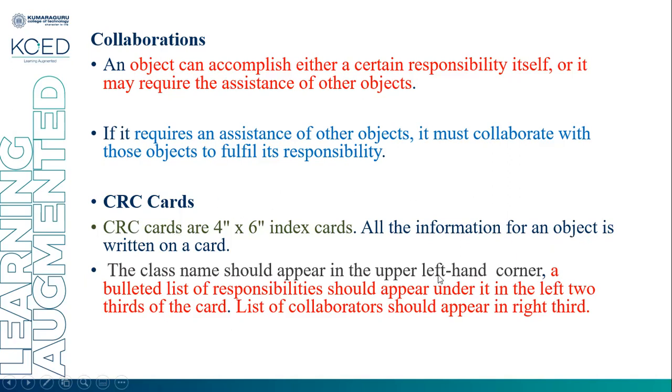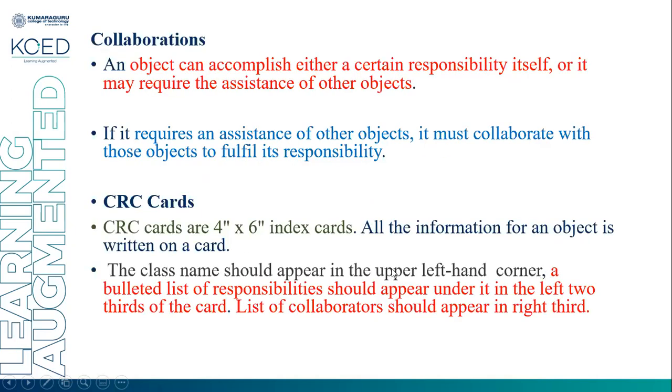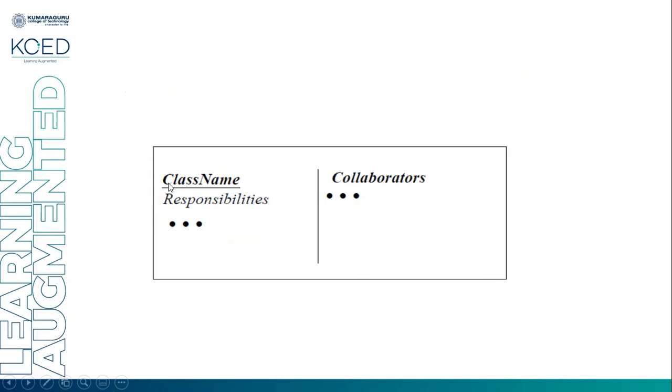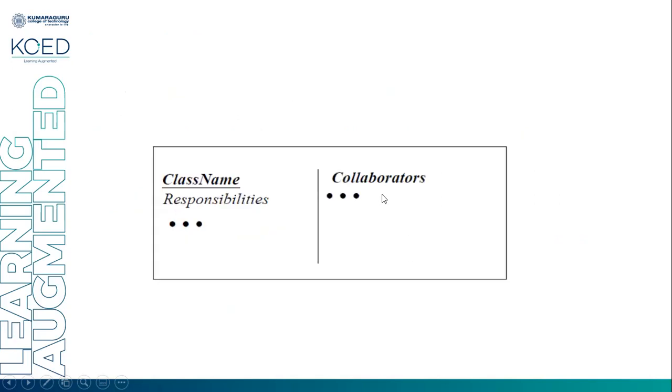The class name should appear in the left-hand corner, the top left. And a bullet list of responsibilities should appear under it, in the left two-thirds of the card. Under the class name, in the left two-thirds, you list out the responsibilities. And the list of collaborators should appear in the right third. So on the right side, the list of collaborators should be listed.